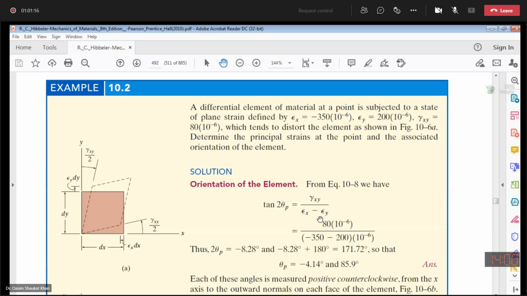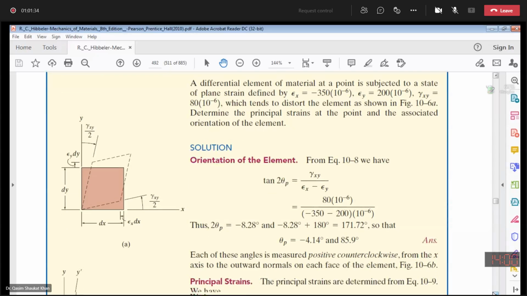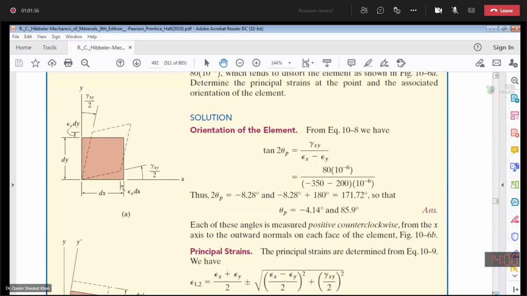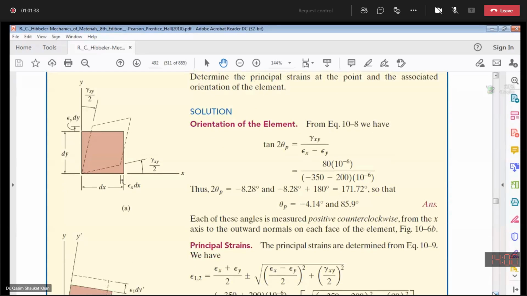So once you have the theta p value, in the book as well, they are not keeping it exactly 90. That should not be the way. They should have kept these values like minus 4.1 and 85.9, then the difference will be exactly 90 degrees. So next thing is we need to calculate the principal strains.